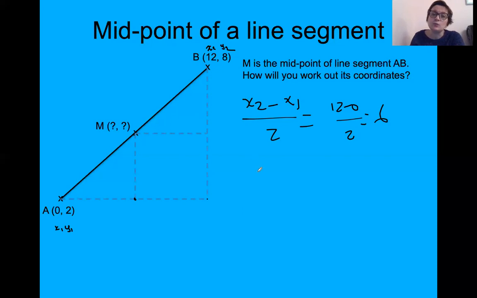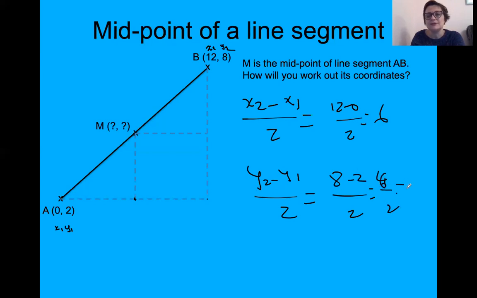And how about the y? We do exactly the same. y2 take away y1, divided by 2, equals 8 take away 2, divided by 2, equals 6 divided by 2, equals 3. So this is the y for M. So the coordinates of point M are going to be (6, 3).